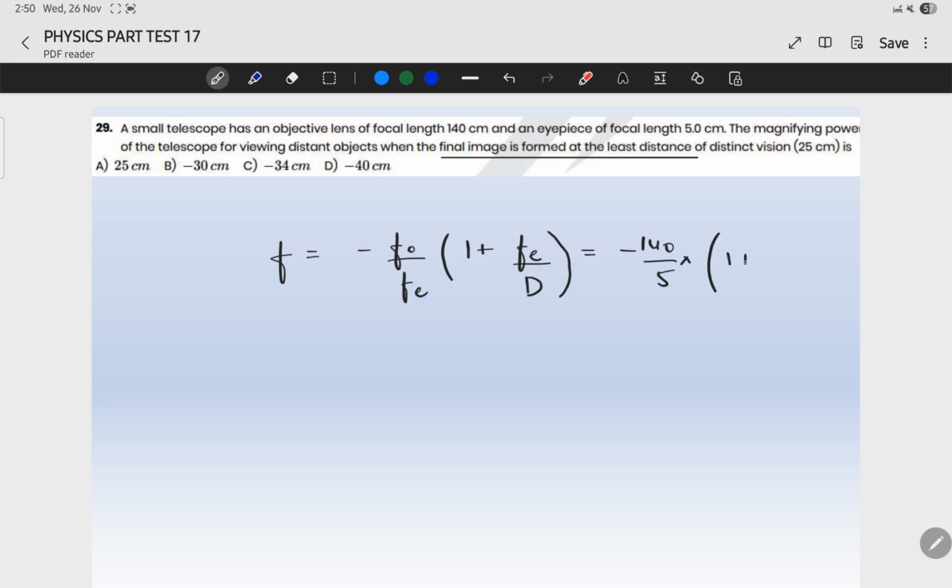Next question, a small telescope has objective lens of focal length 140 cm and eyepiece of focal length 5 cm. The magnifying power of telescope when the final image is formed at least distance of distinct vision. So in this case, magnifying power is given by minus FO by FE into 1 plus FE by D. We simply put the values 140 by 5 into 1 plus 5 by 25. When we solve it, you will get 25 into 1.2, which is almost equal to 34 centimeter.